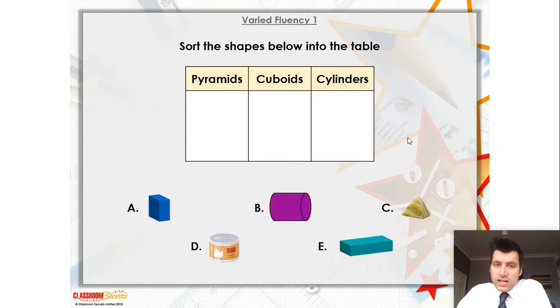The next section here, we're going to look at which of these are pyramids, which of these are cylinders, and which of these are cuboids. Okay, so we've got 5 shapes: A, B, C, D, and E. I'm not completely convinced what C is supposed to be, some kind of paperweight maybe. But have a look at those 5 shapes. Which ones do you think are pyramids? Which ones do you think are cuboids, cylinders, and the other shapes? So have a go at that one now, please.